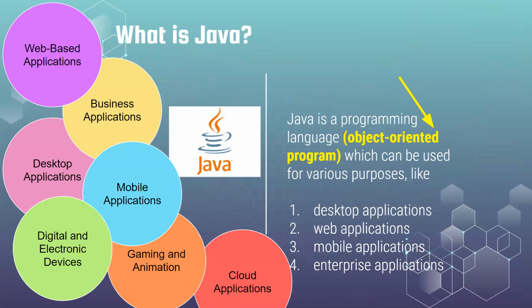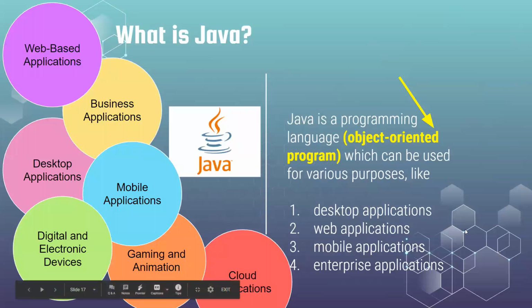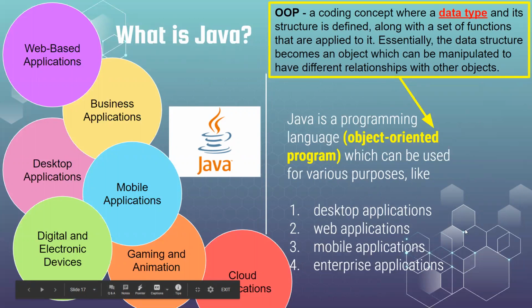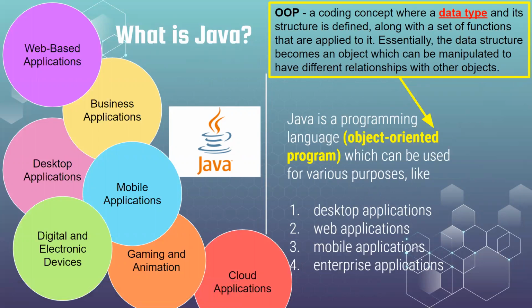So first off, it is important for us to learn about what Java is. Java is a programming language which can be used for various purposes like desktop applications, web applications, mobile applications, enterprise applications, the list goes on and on. Java is an object-oriented programming language, meaning it allows us to define a data type and its structure, along with a set of functions that are applied to it. Essentially, the data structure becomes an object which can be manipulated to have different relationships with other objects.